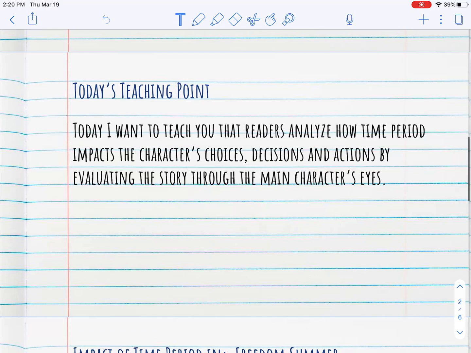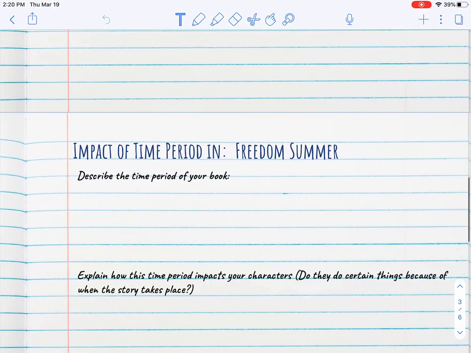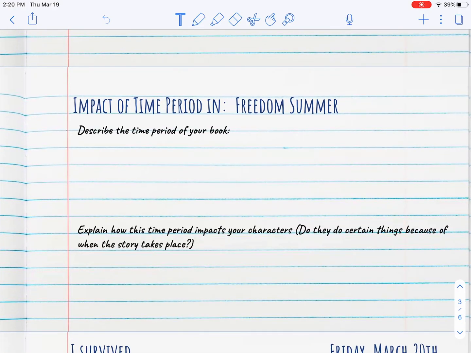All right. So today I want to teach you that readers analyze how time period impacts the character's choices, decisions, and actions. So the first thing I'm going to have you do is you're going to describe the time period of your book. A great place to get some of this information could be on the back of your book or an inside flap of your book.